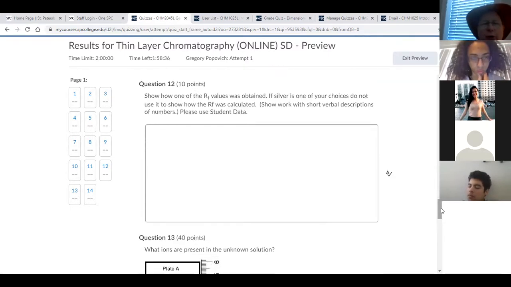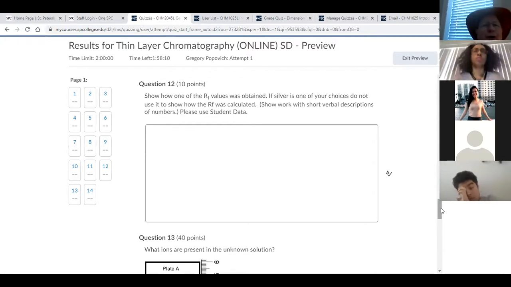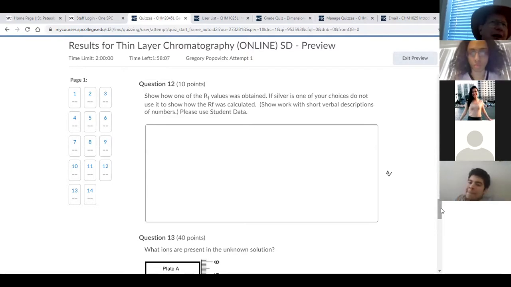Now write this down. Remember I said silver doesn't move off the origin? Do not use silver. Use one of the other 4 to show how your RF is calculated. Is that clear, guys? The reason is silver doesn't move off the origin. So if you show me how the RF is calculated, it would be 0 divided by the solvent front, and your answer is 0. That's why I want you to use something other than silver.